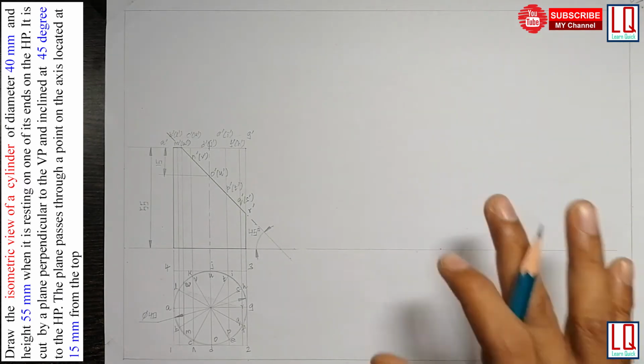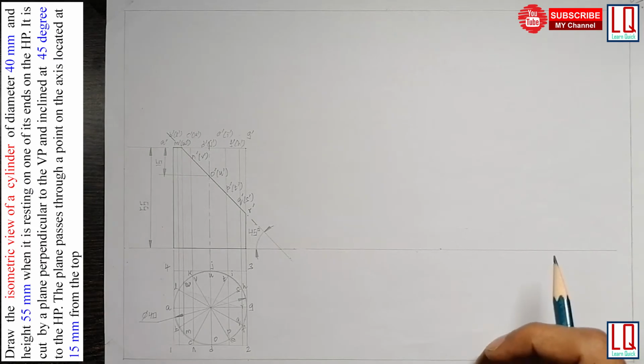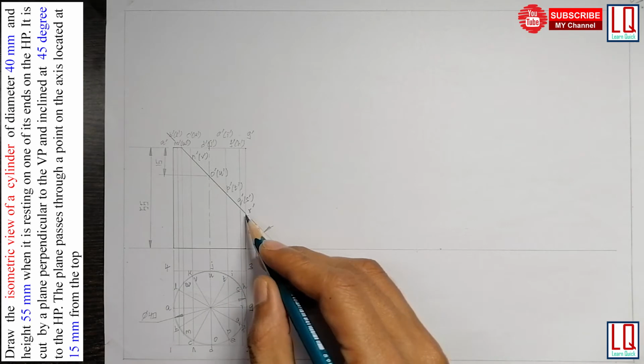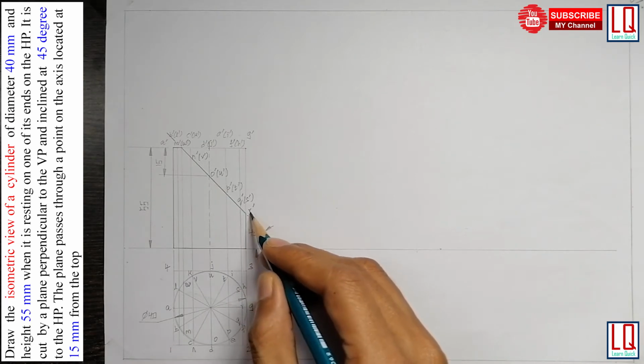So always to make sure the slope is visible in your front view, my method is to choose the lowest point in your slope. So that is your R dash.